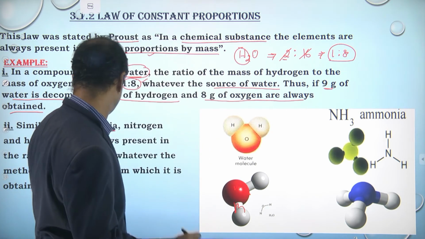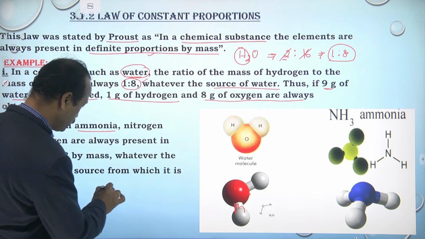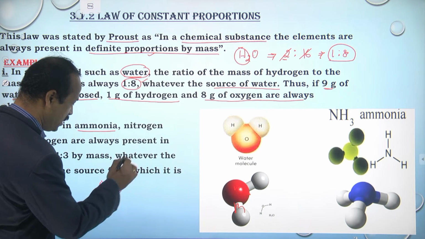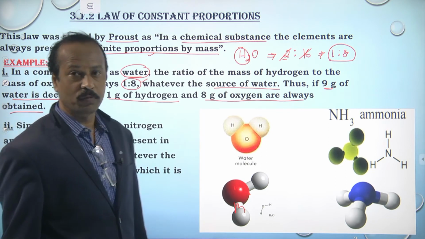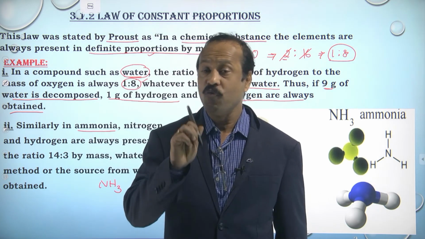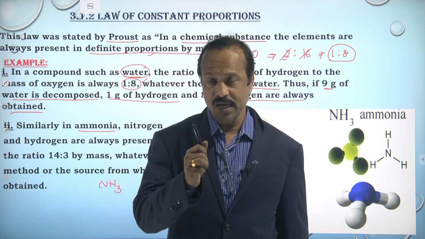Ammonia formula is NH3. What is the formula of ammonia? NH3. NH3 is the formula of ammonia. So ammonia is made up of 1 nitrogen and 3 hydrogens.